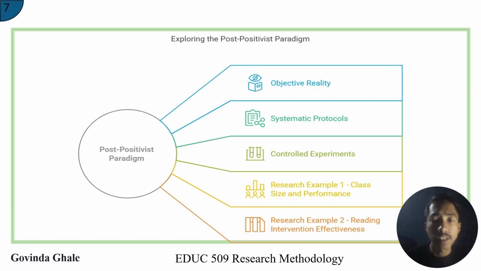Next slide we are discussing the post-positivist paradigms. That means it is objective reality and it also has systematic protocols with controlled experiment. For example, one, the class size and performance. We can use post-positivist paradigms. Another is reading intervention effectiveness.